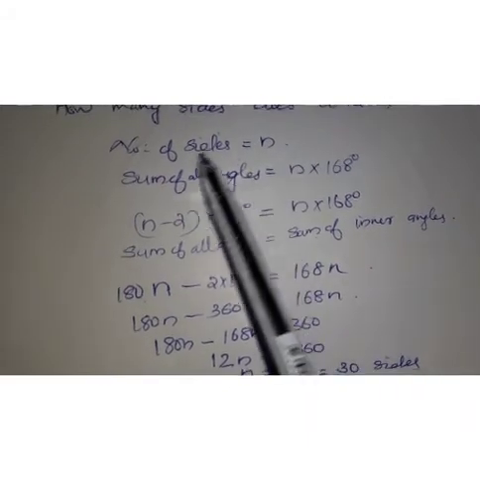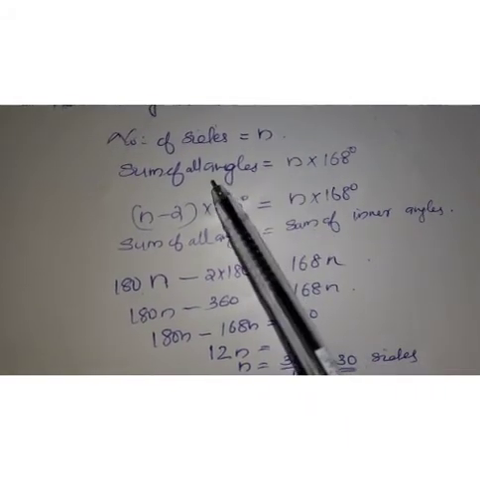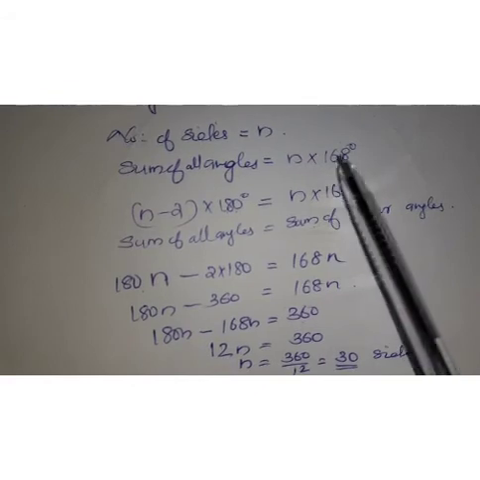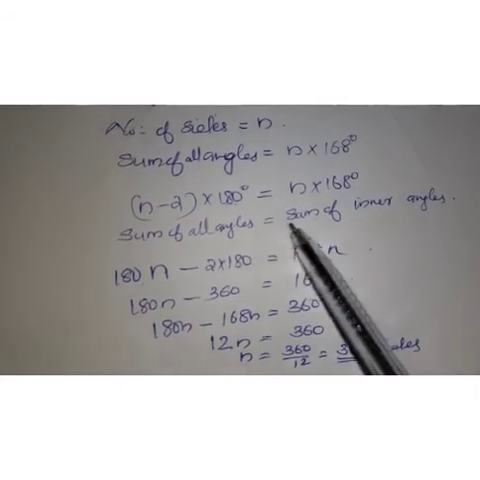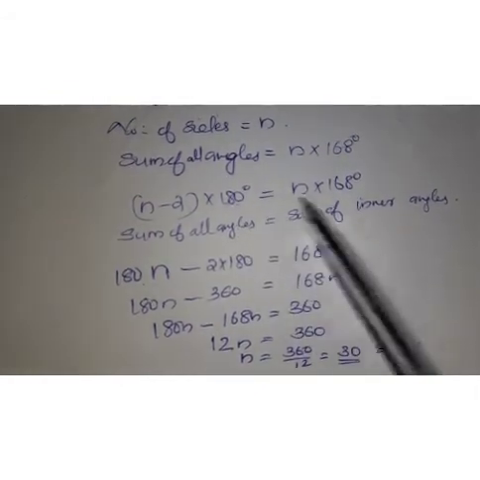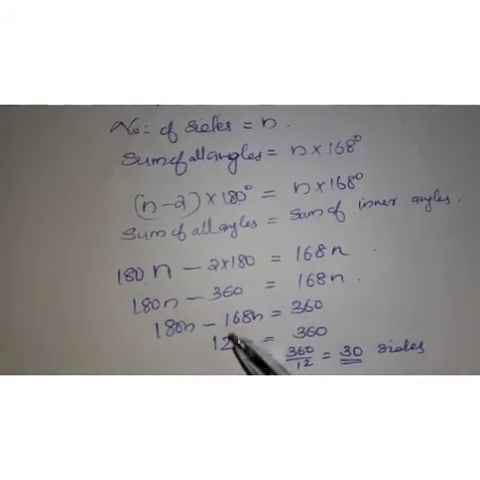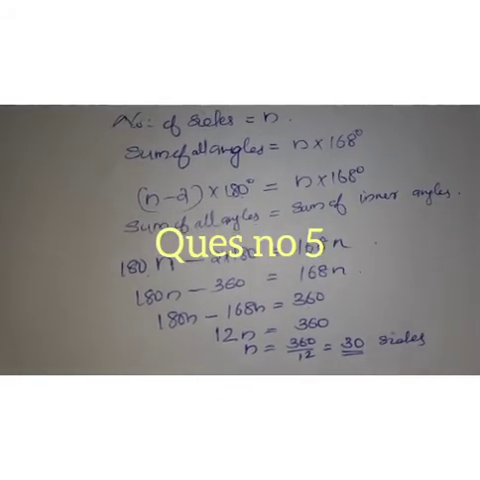So number of sides consider as n. Sum of angles is n into 168. Then sum of all angles equal to sum of inner angles, you take it. Then from that you have to find out n. N is equal to 30 sides.